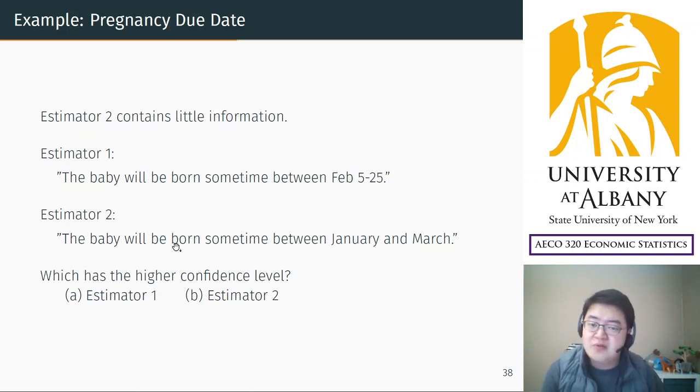But now, put it this way. The confidence level is the probability of a correct estimator, the probability that your estimator contains the true parameter. Which estimator has the higher confidence level, or higher probability of containing the true parameter, the true date of birth? Guess.